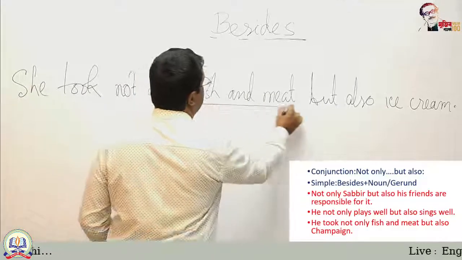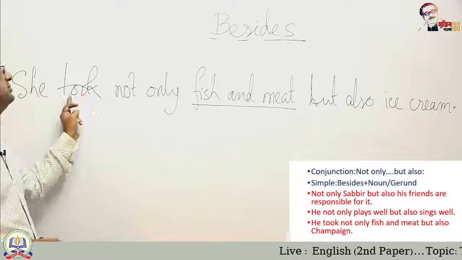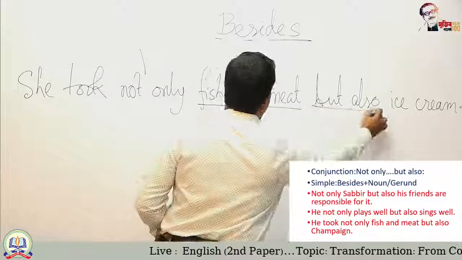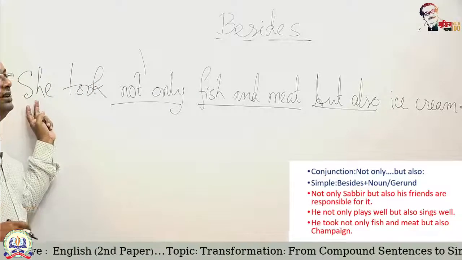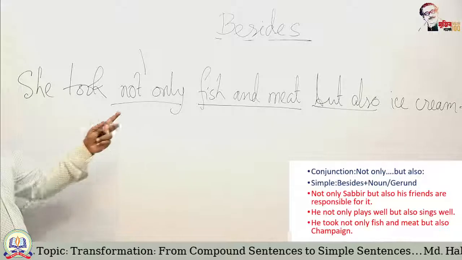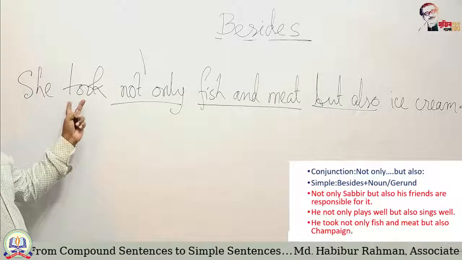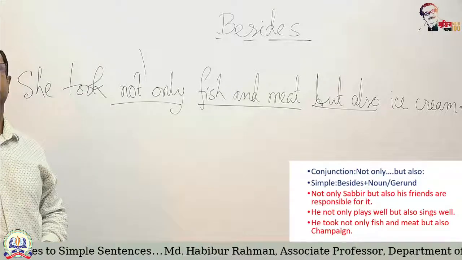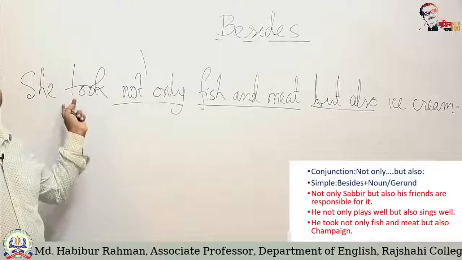Here, fish and meat is a phrase, and the object of this verb took. This is the object of took. And actually, the conjunction is here: not only and but also. And you see, there is the subject she, only she, because she is common here. She took fish and meat. And another clause is she took ice cream. As she took is common, we have used only she took. In compound sentences, this is in vogue.